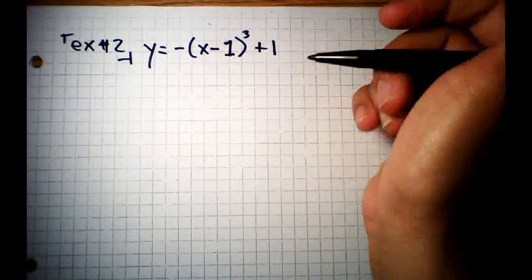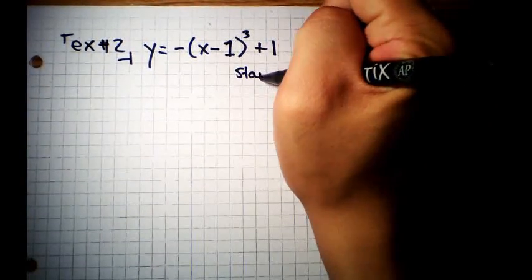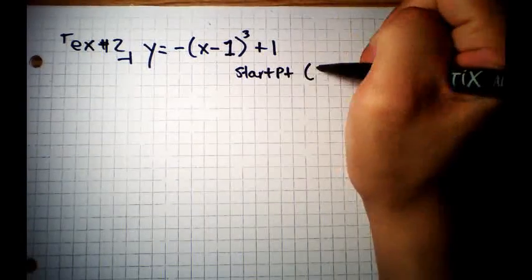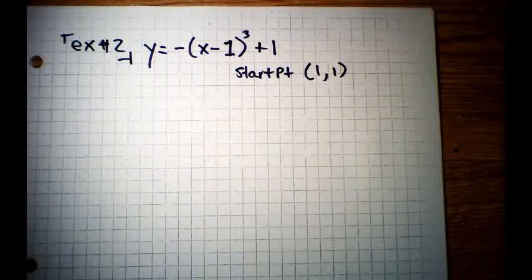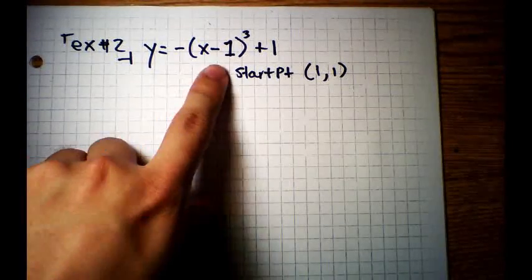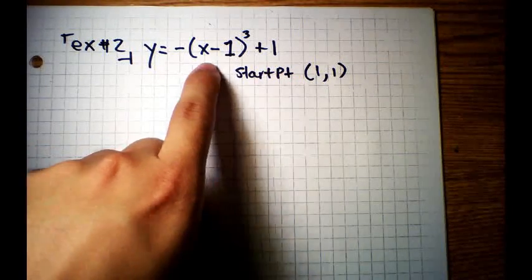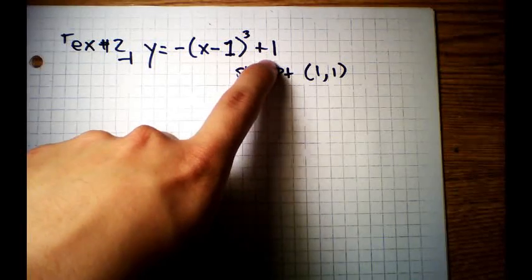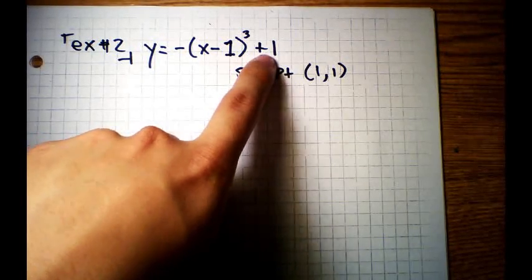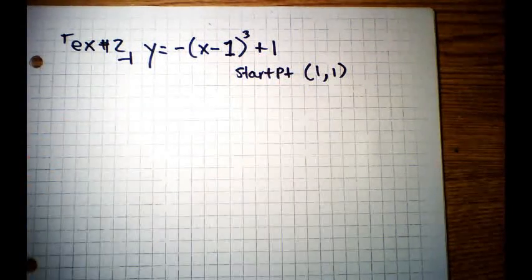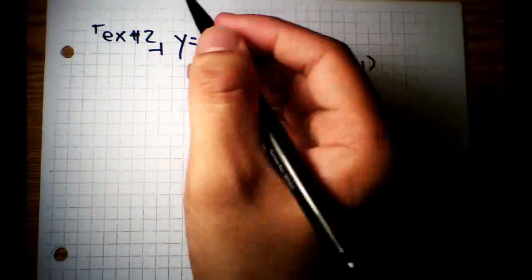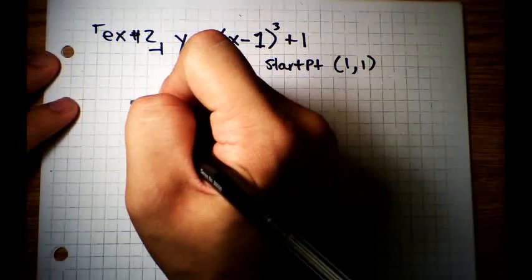Well, our starting point is going to be at (1, 1). Okay, and then just as a little reminder, whatever you see on the inside, it just needs to be the opposite of what you see. The opposite of negative 1 is 1, and then after that, the k value for the starting point is just as is. So let's already graph that over here, starting with (1, 1).